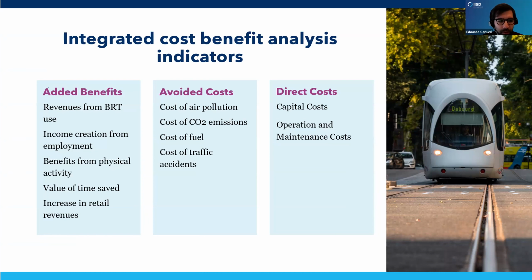So basically, we are assessing specific indicators, which we will see where they come from. But these indicators are the added benefits, avoided cost, and direct cost. In terms of added benefits, we identified revenues from the BRT use, also income creation from employment, benefits from physical activity, value of time saved, increase in retail revenue. And in terms of avoided cost, we have cost of air pollution, cost of CO2 emissions, cost of fuel, and cost of traffic accidents. And we also consider direct costs for the implementation of the project, which are capital cost and operation and maintenance cost.